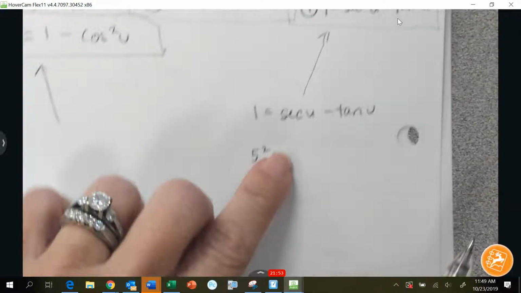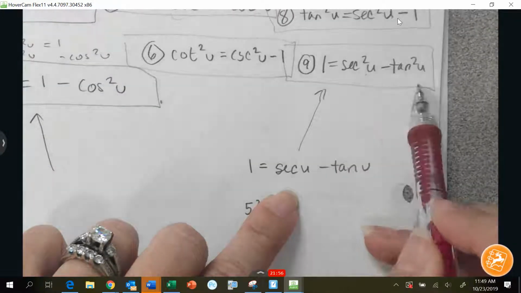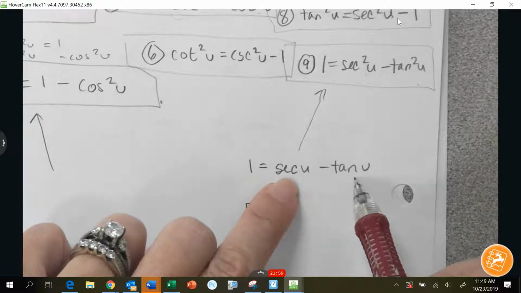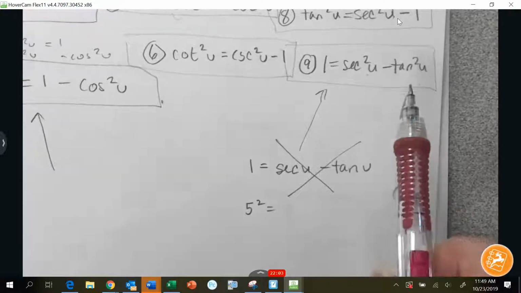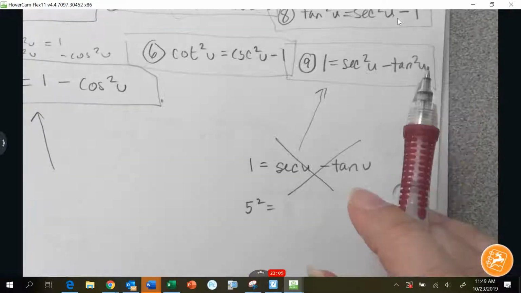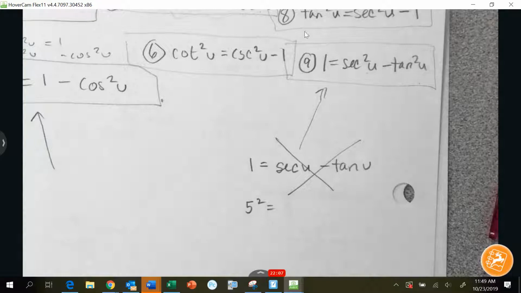You cannot square root the secant squared and the tangent squared and write that. This one is not a thing. It has to be squared to be a thing. That's going to come up a few times, but I'm going to stop talking because I will lose you after that. We're going to actually see where you use this after lunch.